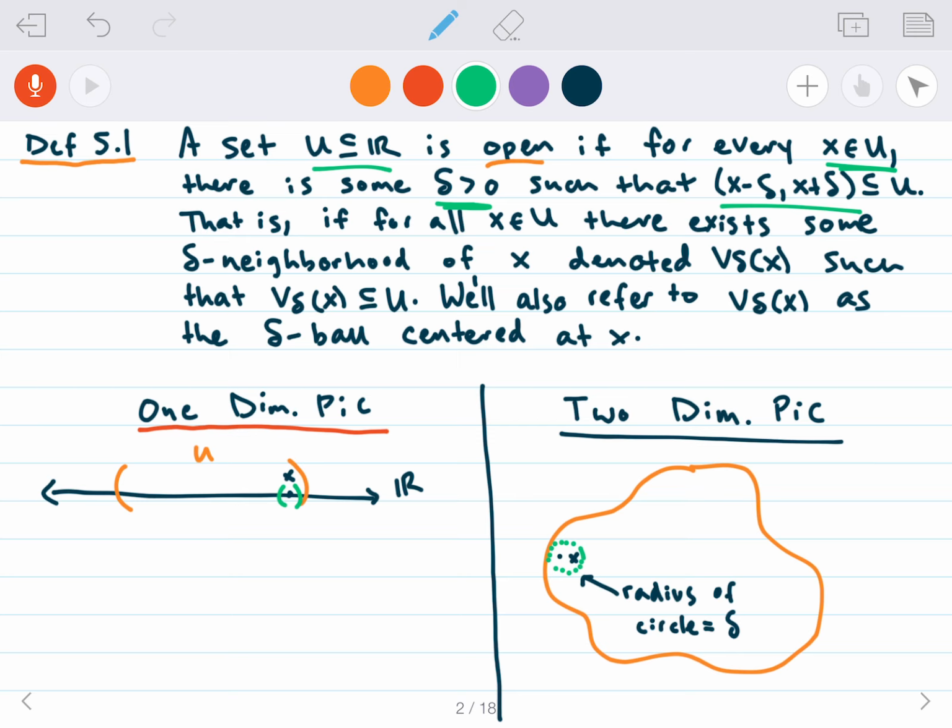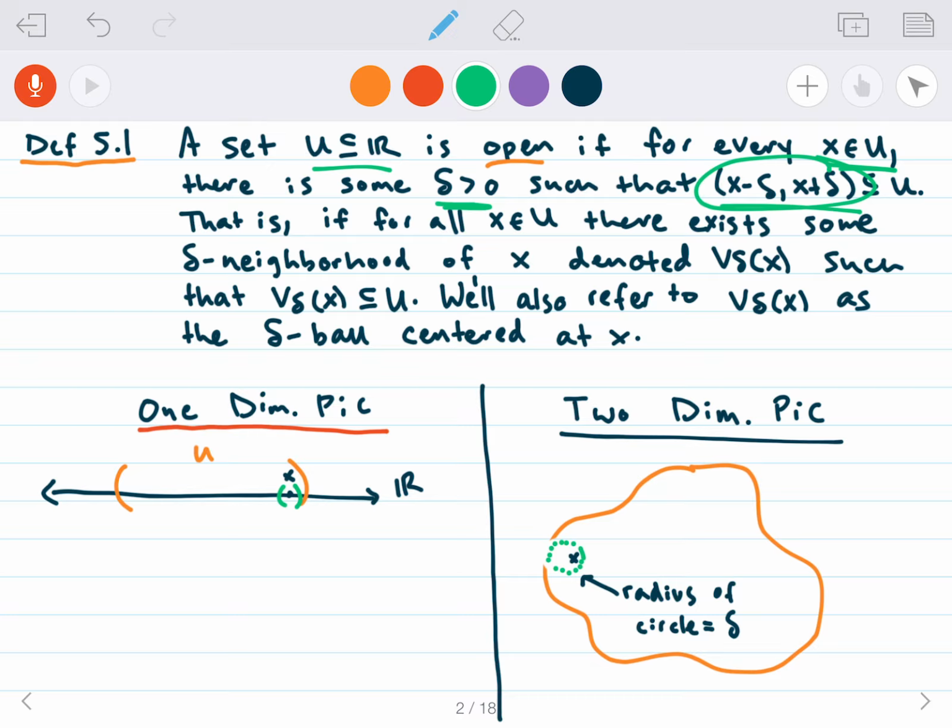And so what does this mean a little bit more intuitively? It means that for all elements in your set, there's some neighborhood that's centered at your element x, so that that neighborhood is completely contained in the set. Sometimes I'll call this neighborhood the delta neighborhood, and sometimes I'll refer to it as the delta ball centered at x.